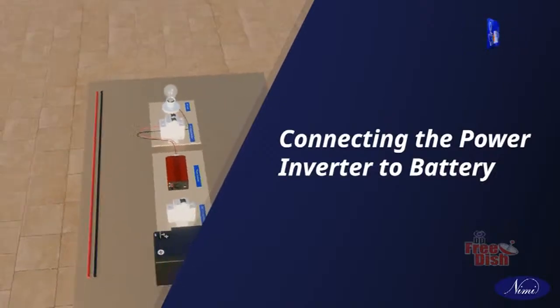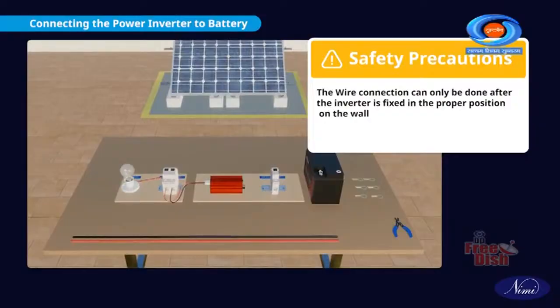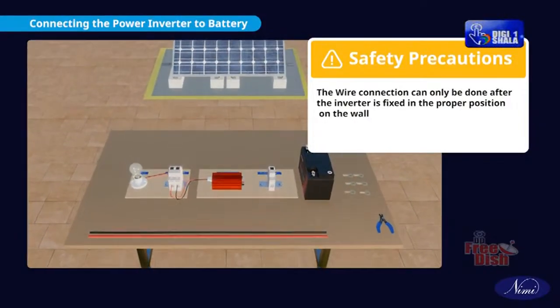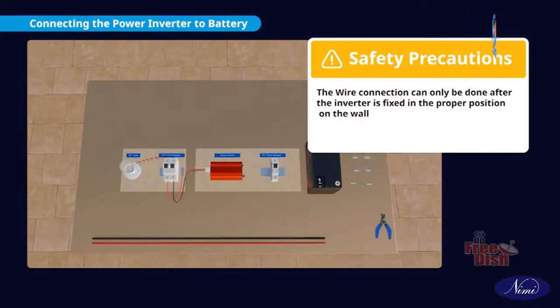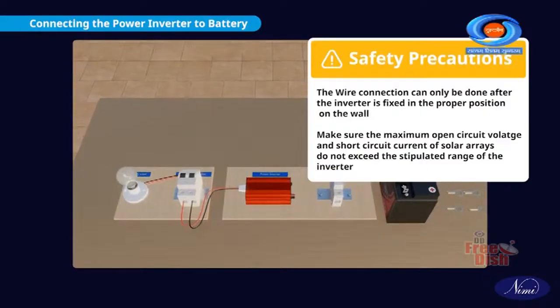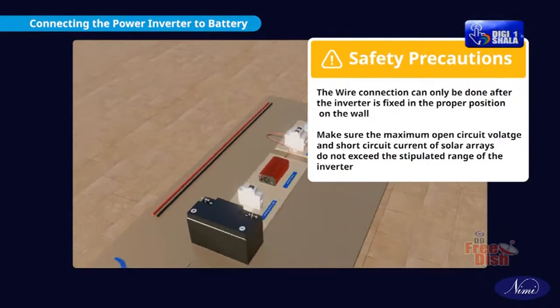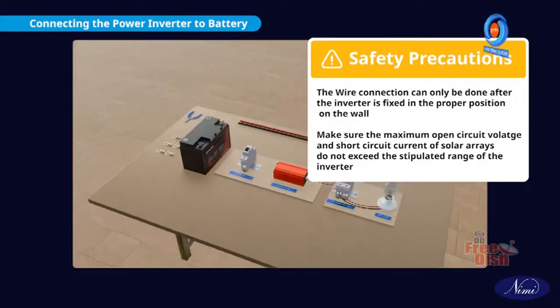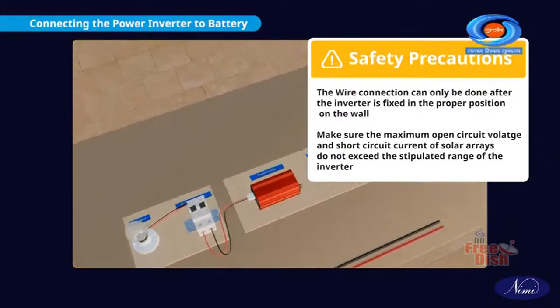Connecting the power inverter to battery. Safety precautions. The wire connection can only be done after the inverter is fixed in the proper position. Make sure the maximum open circuit voltage and short circuit current of solar arrays do not exceed the stipulated range of the inverter.